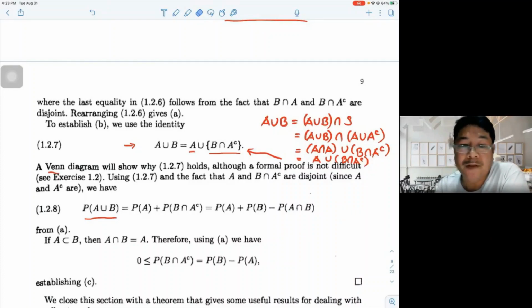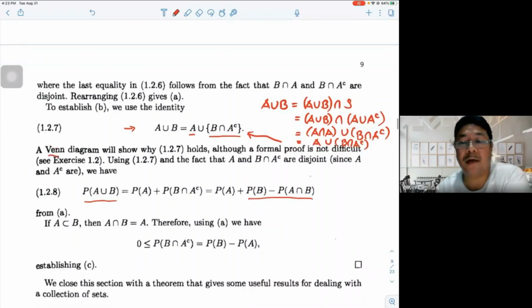And using the above result in property letter A, then we have the probability of B intersection A complement is equal to this. Hence, property B is being proved.